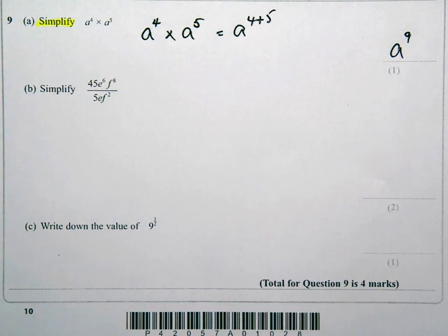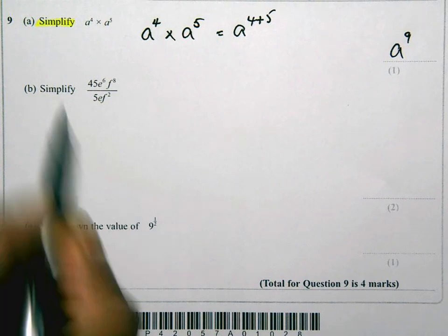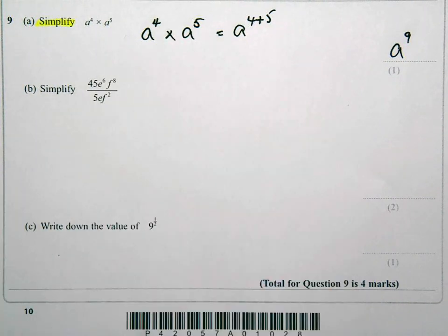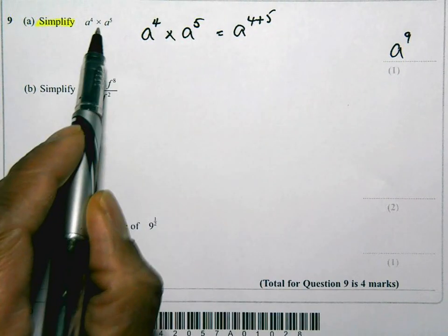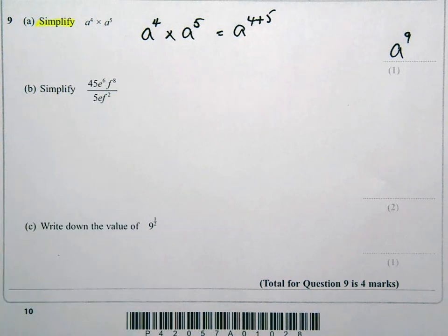That is my answer for that part of the question. So if you're timesing, you add the powers. And just to remind you, if that was a divide, you'd be taking away the powers. Okay, going on to part B. Part B again says simplify.